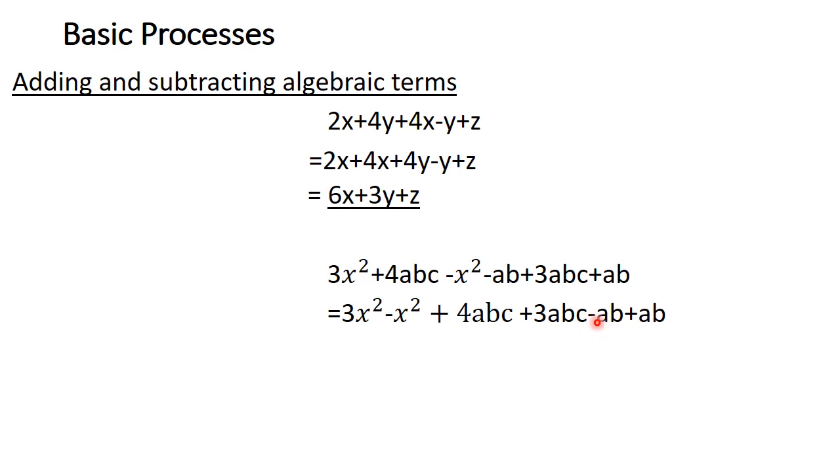Why? Because when adding and subtracting, of course, we deal with the coefficients. So there is 1 here and there is 1 here. So negative 1 plus 1 is 0. So we're going to have 3x squared minus x squared, which is just 2x squared, and 4abc plus 3abc is going to be 7abc.